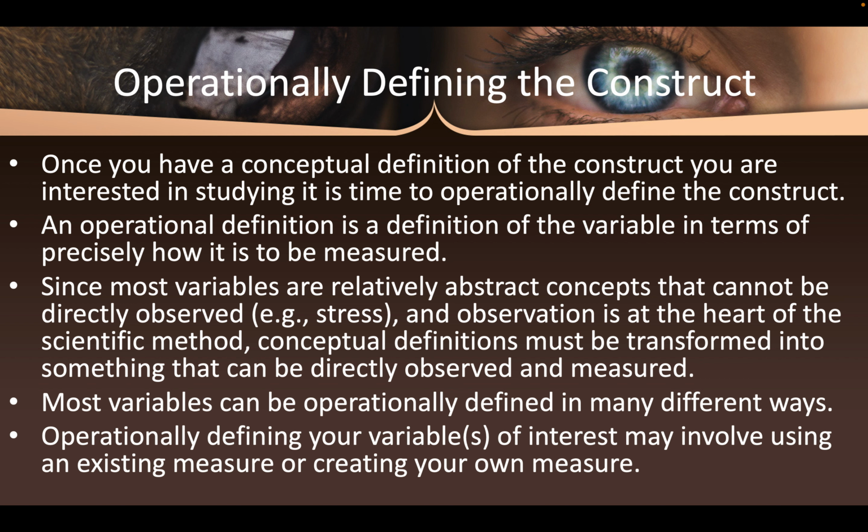Most variables can be operationally defined in many different ways. Operationally defining your variables of interest may involve using an existing measure or creating your own measure. Now, this is a trick. So you need to find the best way to do this, and the easiest way is to find somebody else who has done exactly the same type of research, and they have defined it for you, and they have either developed a measurement or they use an older measurement that does exactly the same thing. That's the trick.